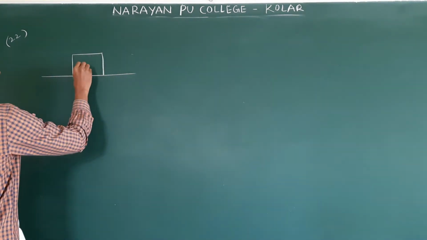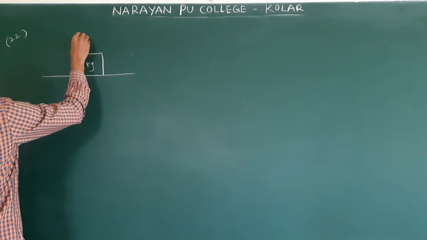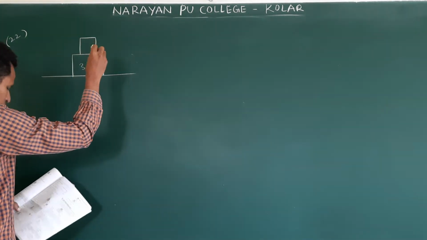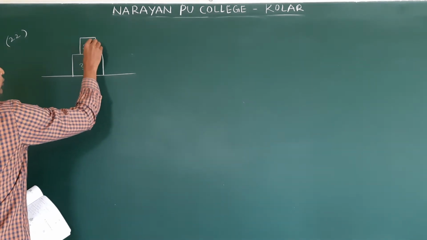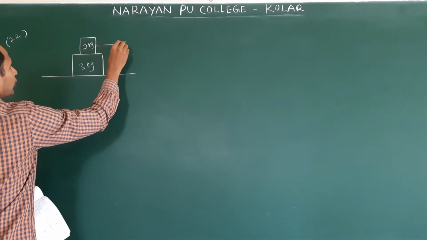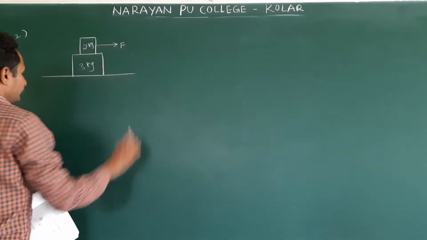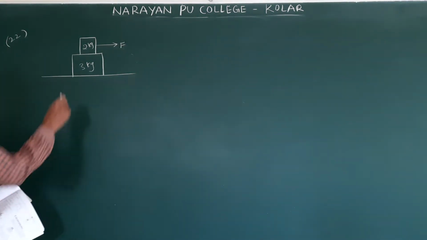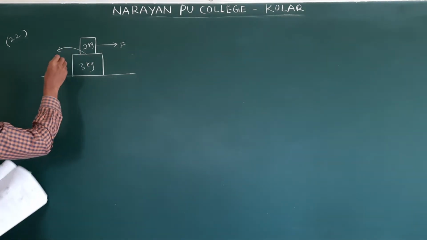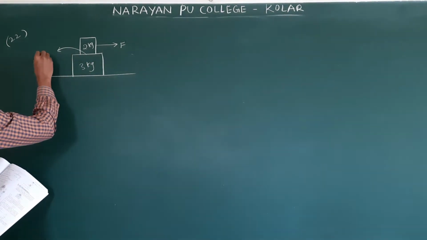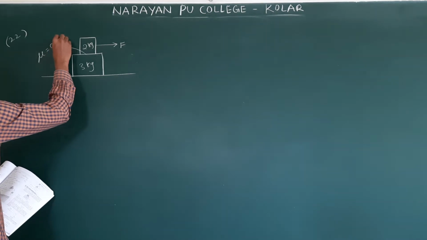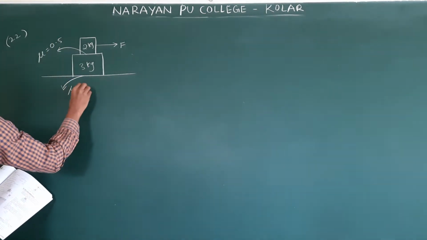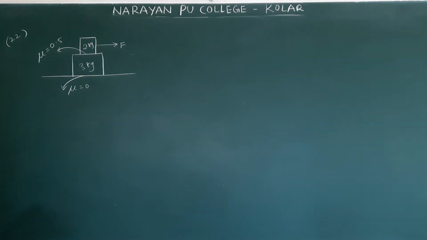This is a 3 kg block. Above it, a 2 kg block is there. This is F, the force applying on the 2 kg block. Between these two blocks, a coefficient of friction is there, that is given as 0.5. Mu is equal to 0.5. Here they mentioned smooth. Smooth means mu is equal to 0.